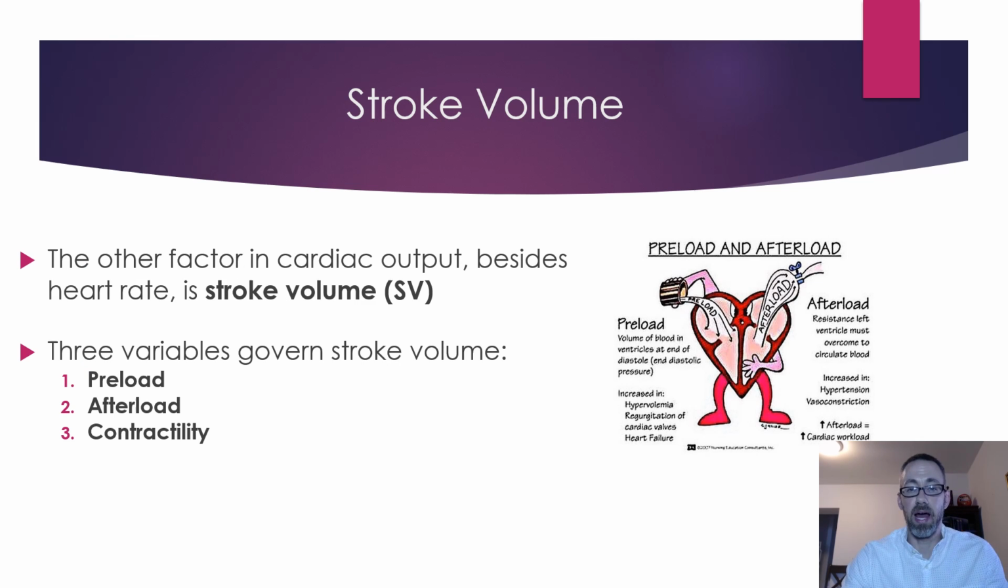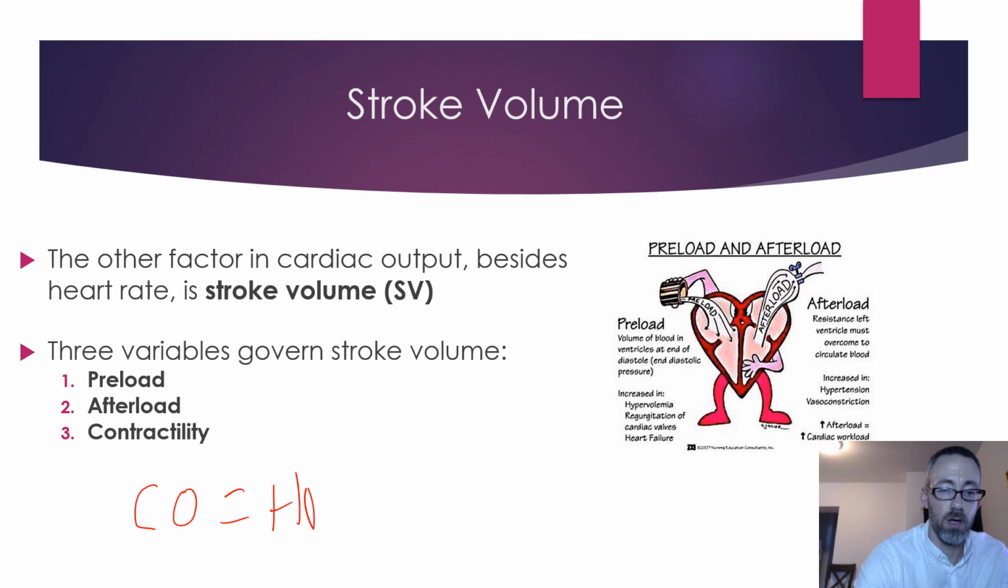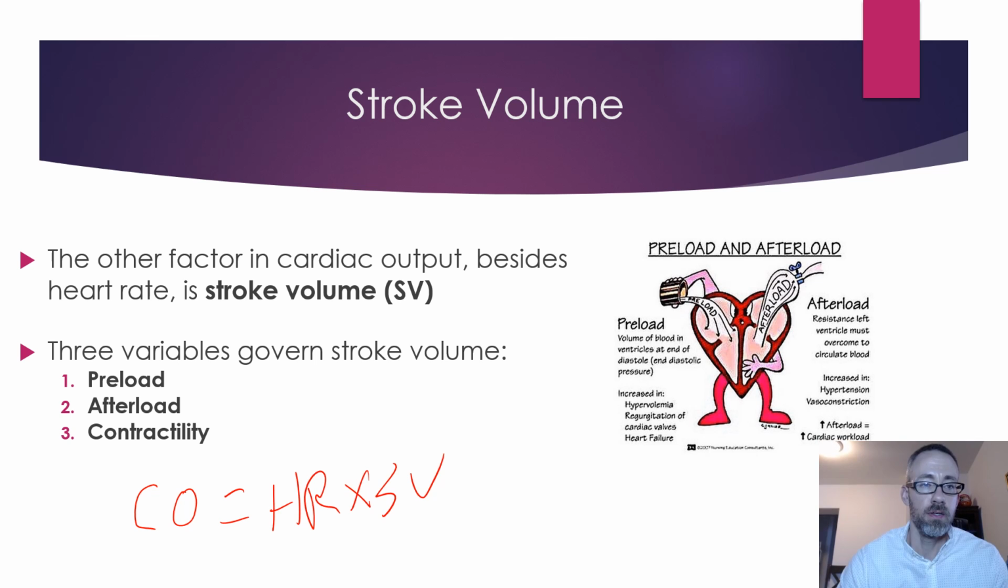So what I want to talk about now is the stroke volume. That's the second half of the cardiac output equation, which I'll just remind you again. Cardiac output equals heart rate times the stroke volume. So what we're talking about now is the stroke volume. This is the volume that's ejected every time the heart contracts. And to remind you guys, it's about, on average at rest, 70 mils per beat.